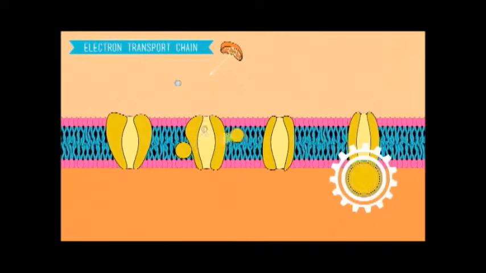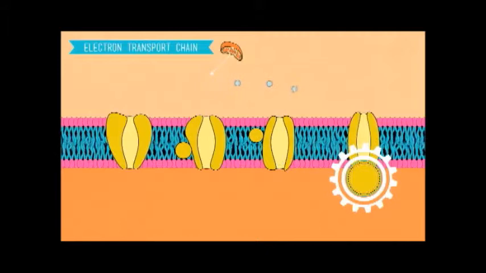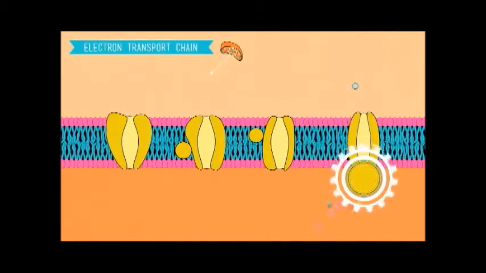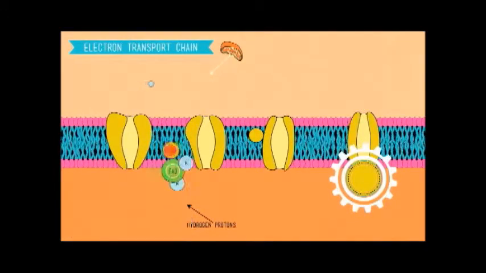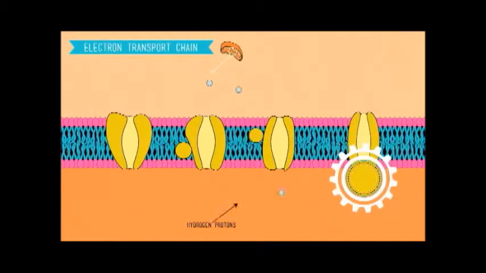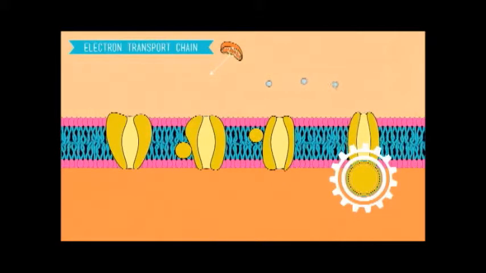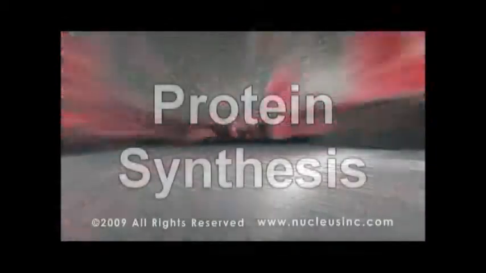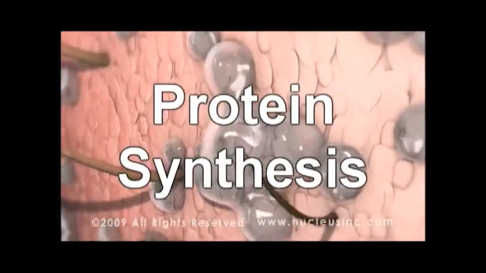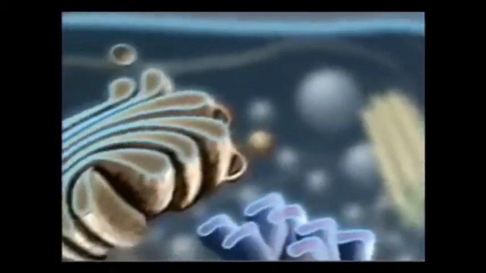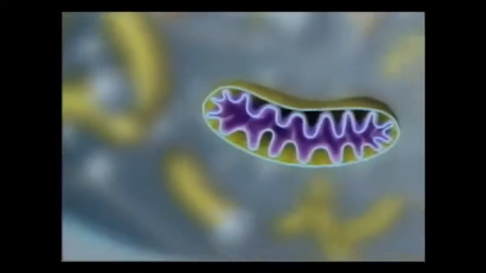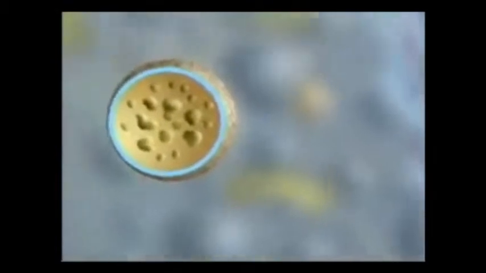The next steps in ATP production are electron transport and oxidative phosphorylation, where NADH and FADH2 are oxidized and the resulting energy is used to produce ATP. There is another process necessary to maintain mainly the cell's structure. This is known as protein synthesis.